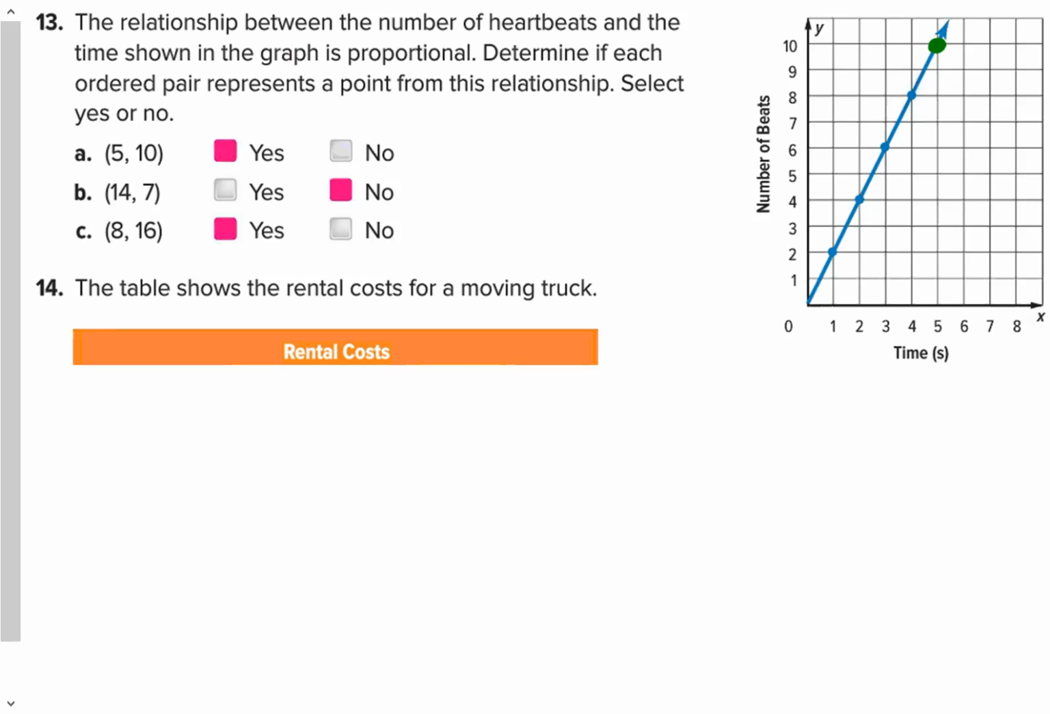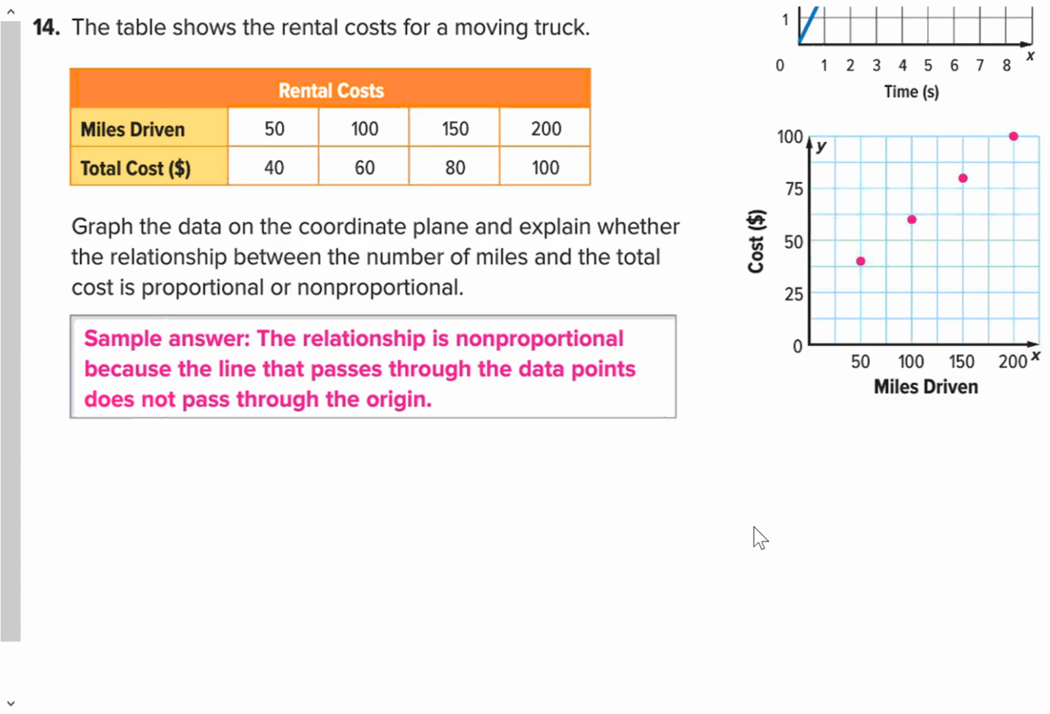All right, so here's number 14. Again, you're going to graph the data and explain whether the relationship is proportional or not. So 50 miles, 40; 160, 150; 80, 200; and 100. Remember, this is X and this is Y. So we connected the dots, and what you'll notice is it is a straight line, but it does not start at the origin, which is at 0, 0, so it is non-proportional.